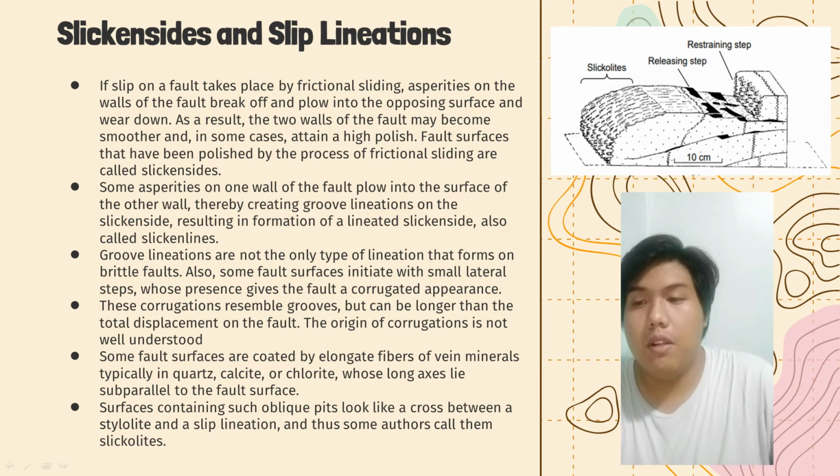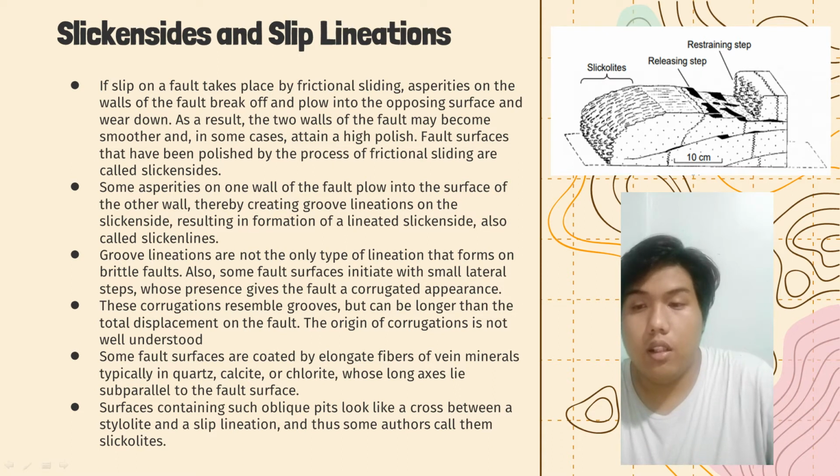Some asperities on the wall of the fault flow into the surface of the other wall, thereby creating groove lineations on the slickensides, resulting in the formation of lineated slickensides, also called slickenlines. Groove lineations are not the only types of lineation that form on a brittle fault.